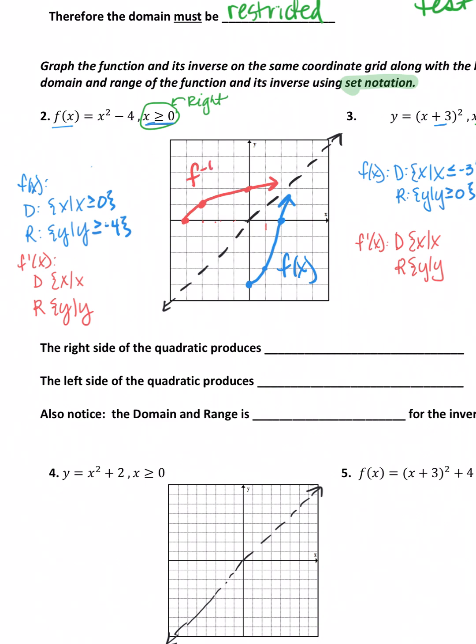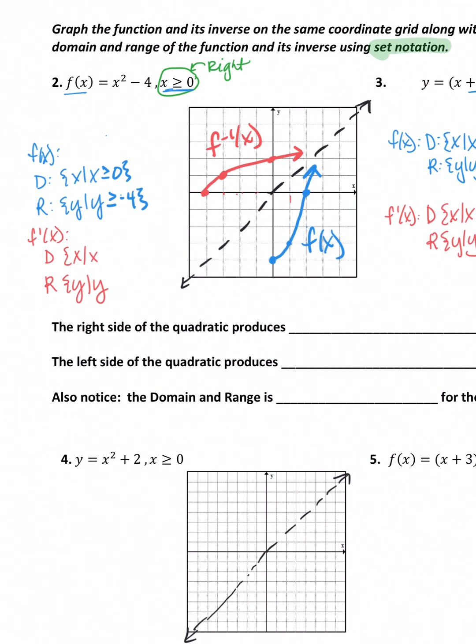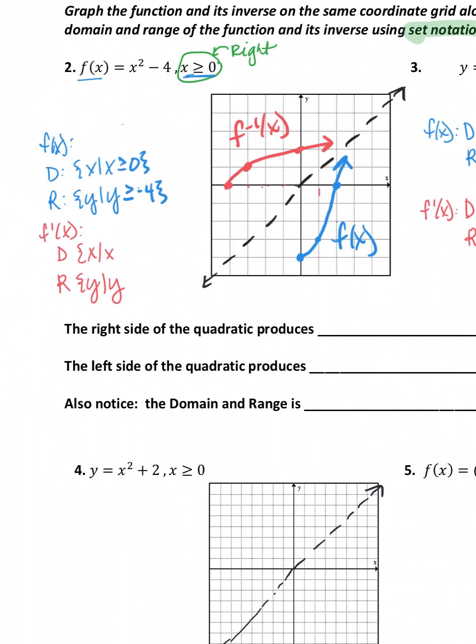This is the inverse function of f of x, so I want to label it. Now let's look at our domain and range here. What's happening with my x values? Well, my x's start at negative 4 and then they get higher, so it's greater than or equal to negative 4. My y values start at 0 and get higher, greater than or equal to 0.